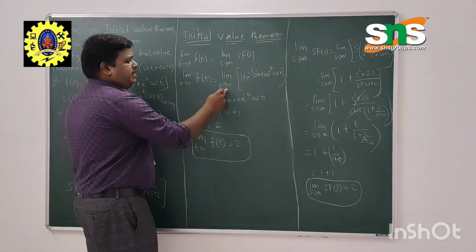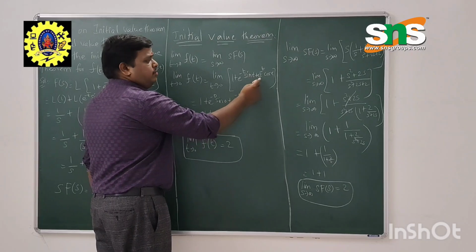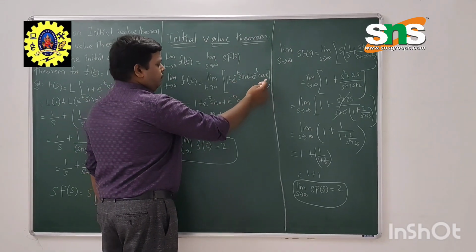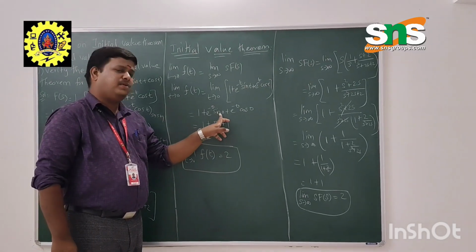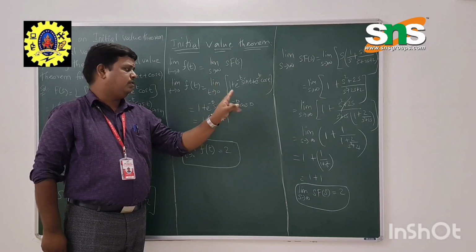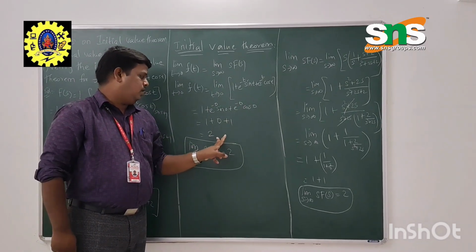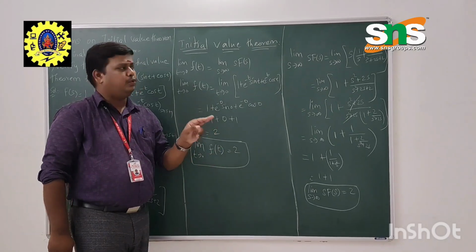So applying the limit t tends to 0 in the function: 1 plus e power minus 0 sin 0 plus e power minus 0 cos 0. So e power 0 is 1, sin 0 value is 0, so 1 into 0 is 0. 1 plus 0 plus e power 0 value is 1, cos 0 is 1, so 1 plus 1, 2. So the left hand side value is limit t tends to 0, f of t is equal to 2.